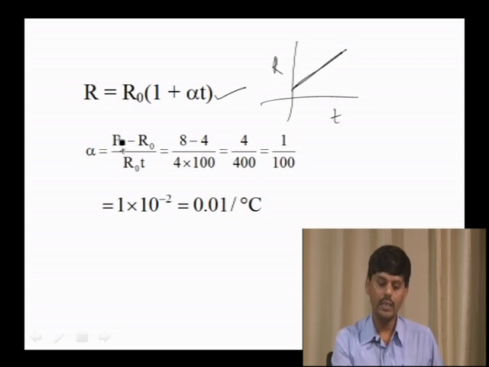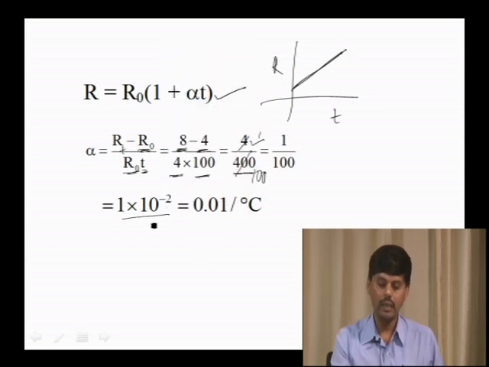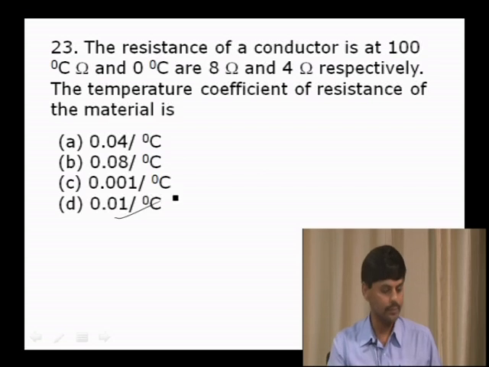Here the value of resistance at 100 degree is equal to 8 ohm. When it is at 0 degree, it is equal to 4 ohm. R naught is equal to 4 and the temperature is equal to 100. 8 minus 4 is equal to 4. 4 into 100 is equal to 400. This is 1 time and this is 100 times, which gives rise to 1 divided by 100. 1 divided by 100 can be written as 1 into 10 raised to minus 2. If you shift the powers, we get 0.01 per degree Celsius. The correct option is equal to D. D is the correct option.